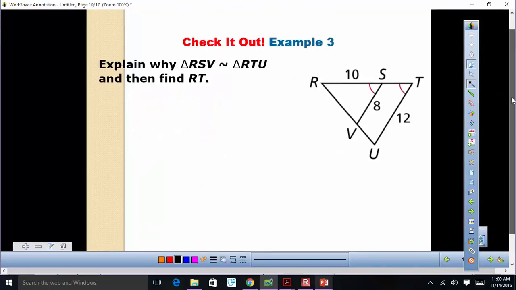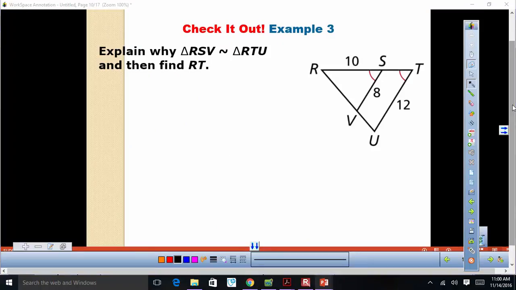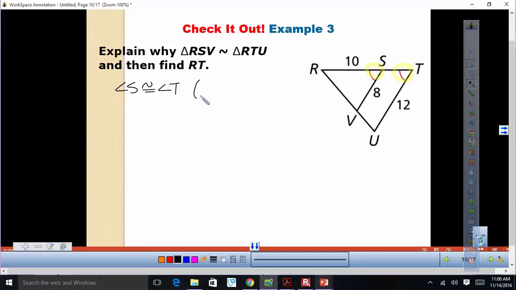Let's look at another one. So this is kind of tricky for some people. Okay, so we want to prove that these are similar. And now we can use anything that we want. Side, side, side, angle, angle, or side, angle, side. It's not a specific one. So what do you notice first about the two? There are two angles congruent, right? So what two angles are congruent? We have S and we have T. So I'm going to write angle S is congruent to angle T. So that gives us an angle. Now, if we could find one other angle, we could say they were similar. Angle what?